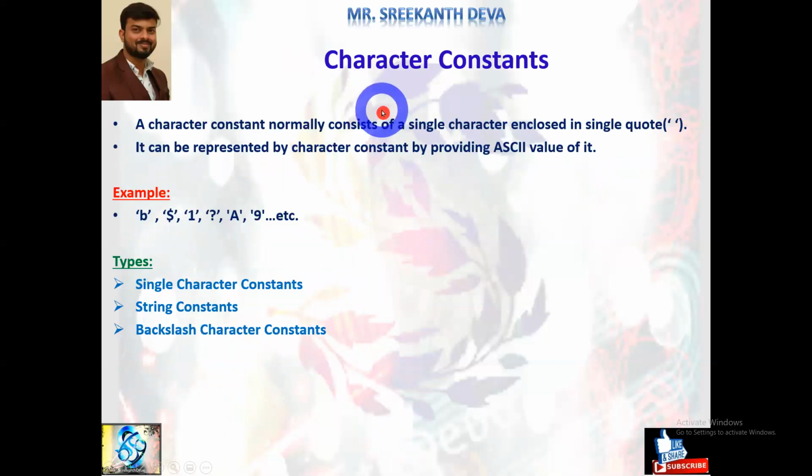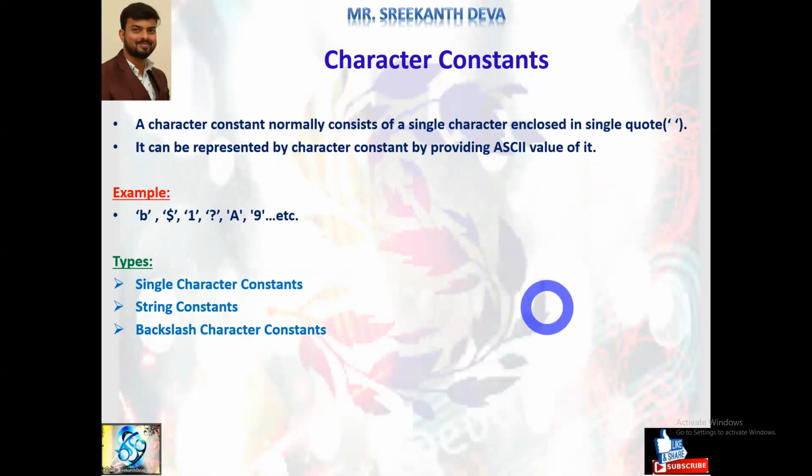The next type of constant is called character constants. How do we define character constants in the C language? A character constant normally consists of a single character enclosed in single quotes. What are character constants always enclosed with? Single quotes. A character constant can be represented by providing the ASCII value of it. As we discussed, every character internally consists of what? The value of a particular ASCII code.